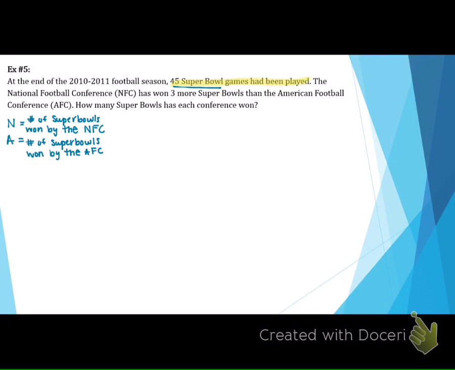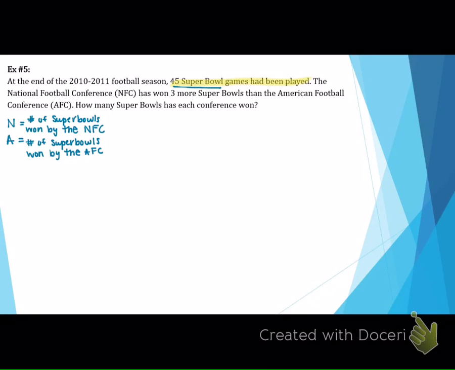It says that the national has won 3 more Super Bowls than the American, which seems important too, that there's 3 more Super Bowl wins there. So those seem to be the big things. Whenever you have 2 variables, you need 2 equations. So you're not just writing 1 equation, because if you don't have 2 equations, you're never going to be able to solve it. So whenever you have 2 variables, you need 2 equations.